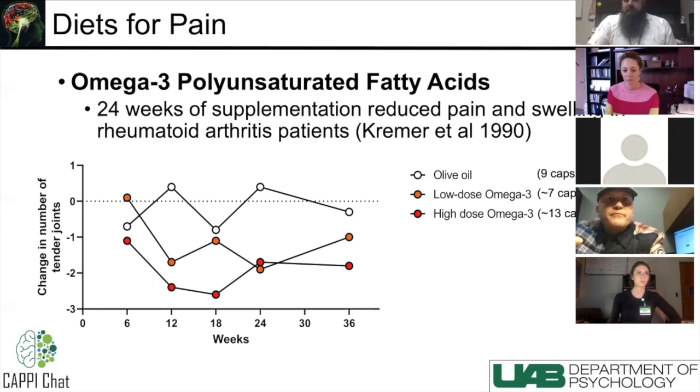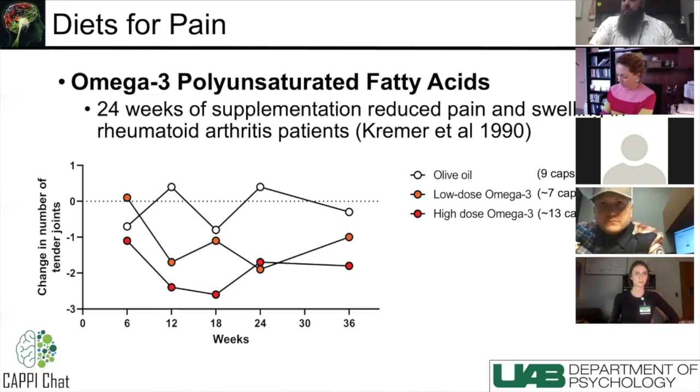So the first group in the open circles got olive oil. So olive oil can be very beneficial. They had 9 capsules of that a day, but generally their pain stayed roughly the same. So there was really no change in number of joints. Low dose omega-3, so they had capsules that specifically had higher levels of omega-3s. They took about 7 a day based on weight.